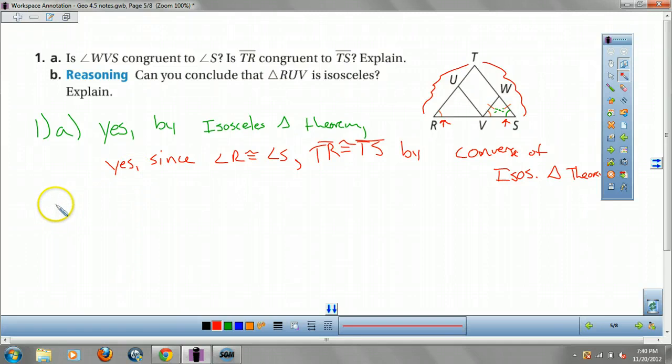Ta-da! Now, can you say that RUV is an isosceles triangle? Well, we have one angle and no sides. So, no. You either need two angles congruent or two sides congruent. And we only have one angle.